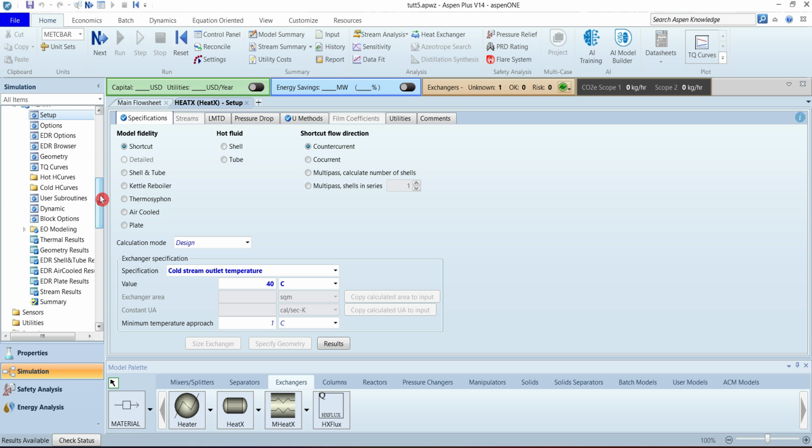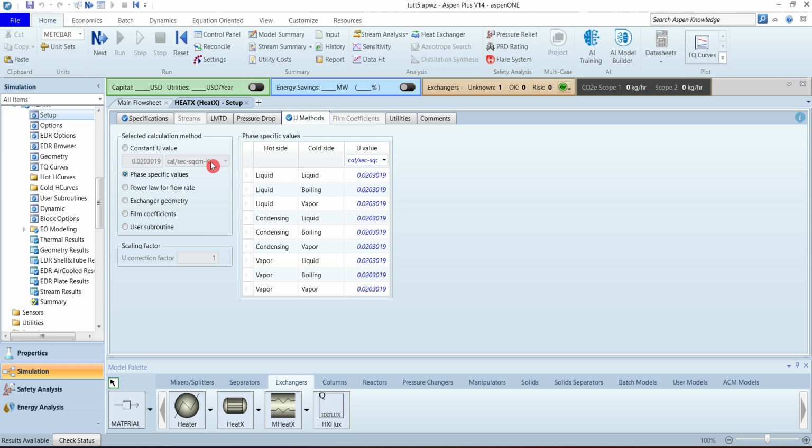We should have, for the design phase, we haven't provided any geometrical information. Aspen Plus should be capable to calculate at least the area using exchanger design equation Q equals UA delta T. But for that purpose, we have to have some heat transfer coefficient. So what is the heat transfer coefficient in this case? If you go to the same tab, same window in the U method, on the U method tab, it has assumed some value, and these are the default values based on the phase specific. These are just the default values.